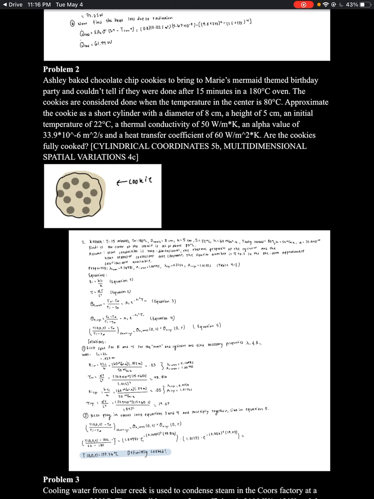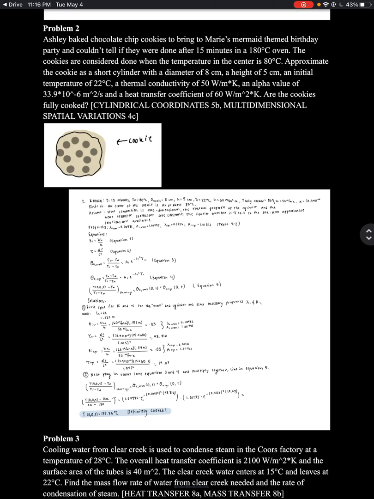You can approximate the cookie as a short cylinder. So here you have to find the Biot number and tau for both a wall and a cylinder. Once you find these, you can plug them into equations 3 and 4 listed below and multiply those together. Using that, you can solve for the temperature at the inner center of the cookie, and you get a final answer of 177.76 degrees Celsius, which is way too hot for cookies, and they're definitely burnt and will be thrown away.